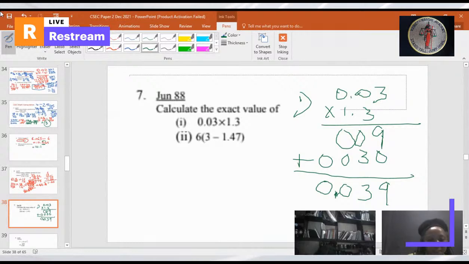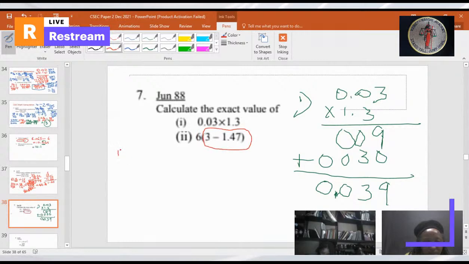For I, what are we going to do, Amari? Miss, for I: 6 open bracket 3 minus 1.47. So what are we going to do first? We have to work the brackets, right? We work the bracket first.